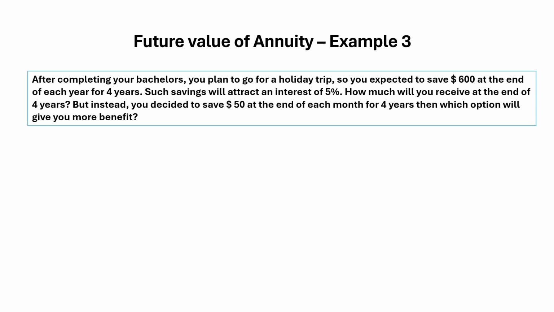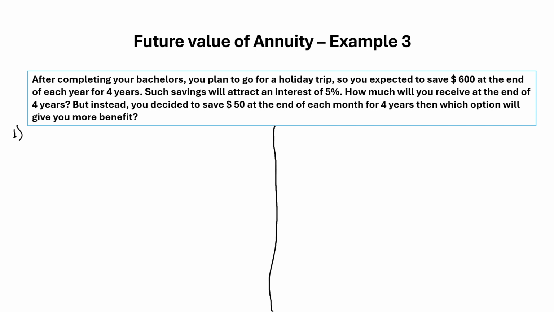But instead you decide to save $50 at the end of each month for 4 years. Then which option will give you more benefit? Same, two options are there. So we'll just draw the line here so that we can calculate the two options separately. Here we will be doing option 1.